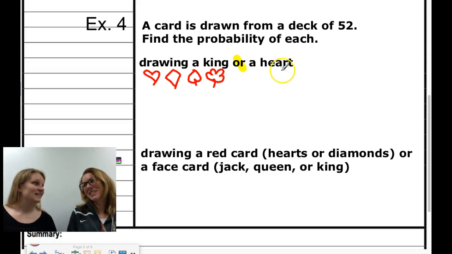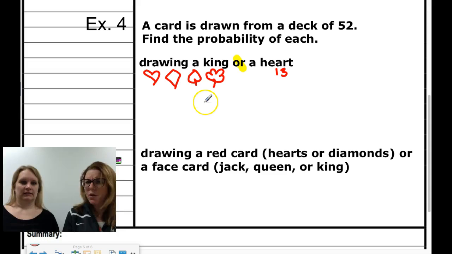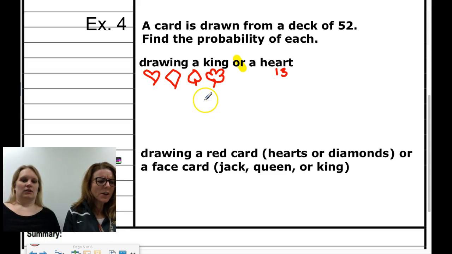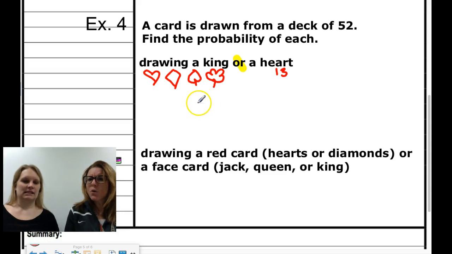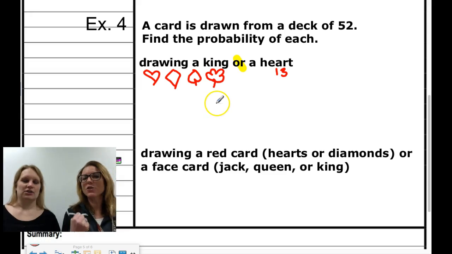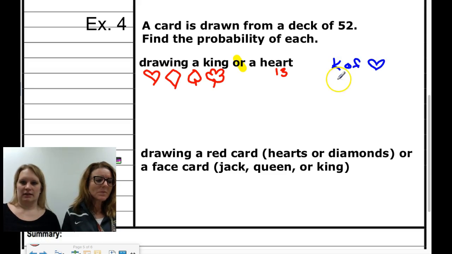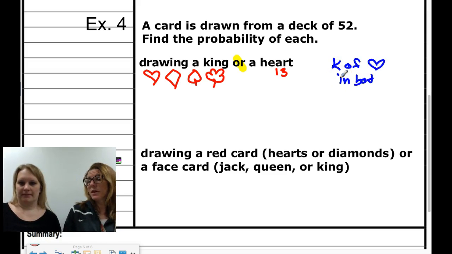And then how many hearts? 13. There's 13 hearts, right. All right, so which ones occur in both? How many are going to occur in both? Well, there will be 1, the king of hearts. The one that's going to occur in both will be the king of hearts. That's what we have to subtract off.